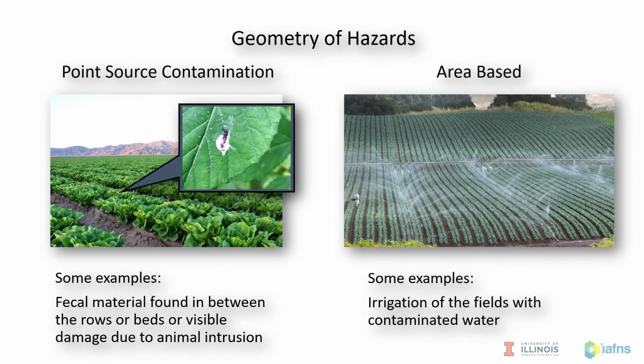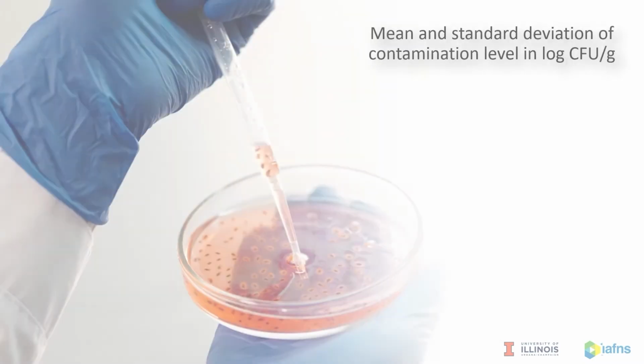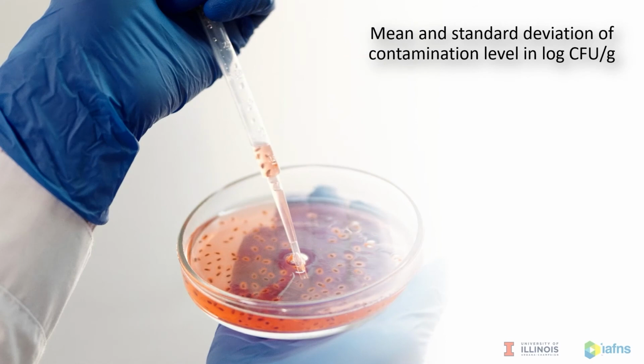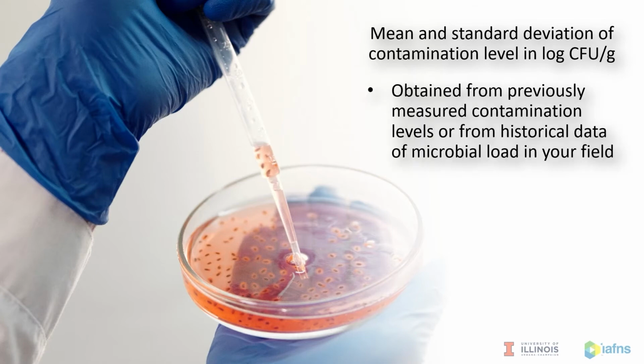For area-based contamination scenarios, some possible scenarios could be irrigation of the fields with contaminated water, fertilization of fields using improperly composted manure, or proximity of cattle ranching to the vegetable farm. In these cases, contamination is generally uniform throughout the affected area. The next inputs required are the mean and the standard deviation of contamination level in log CFU per gram. Both can be obtained from previously measured contamination levels or from historical data of microbial load in your field.